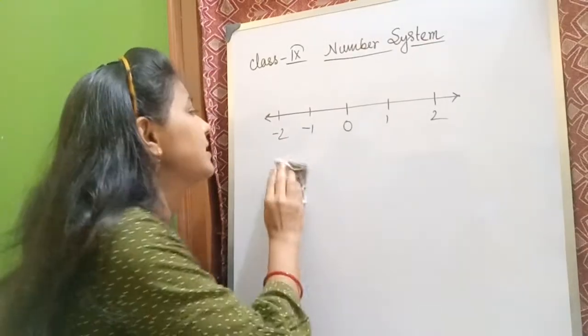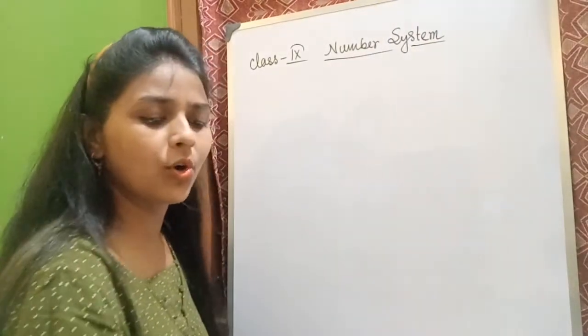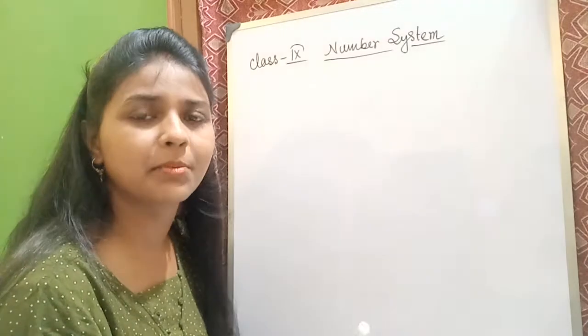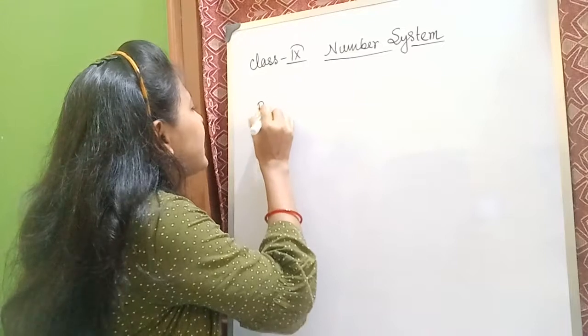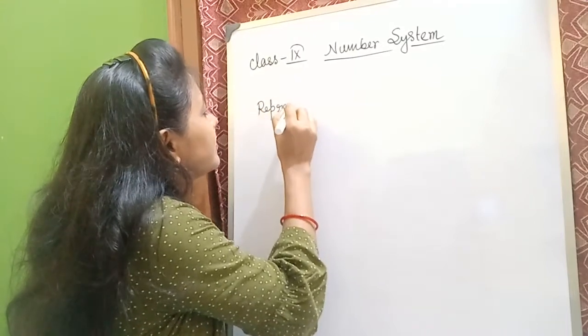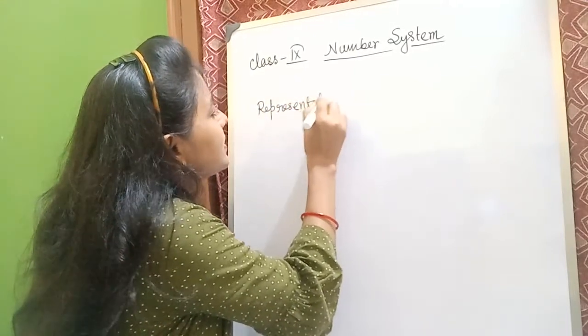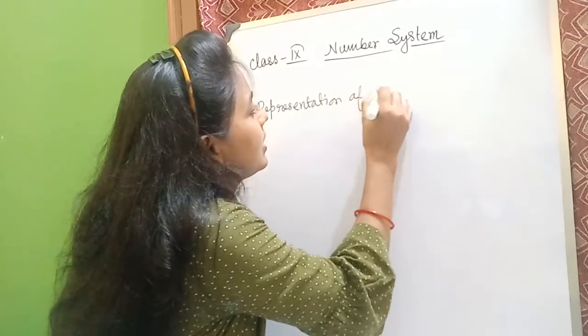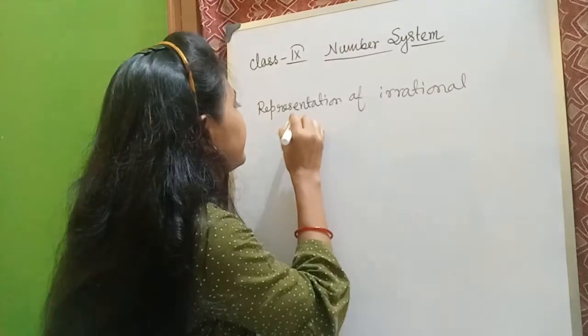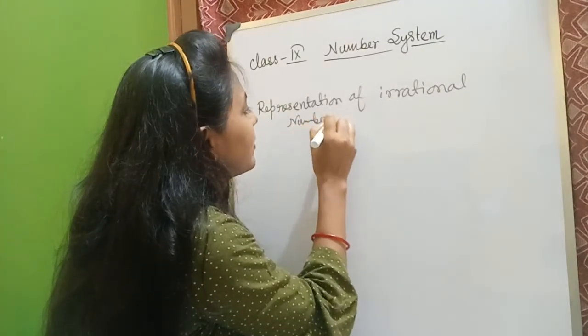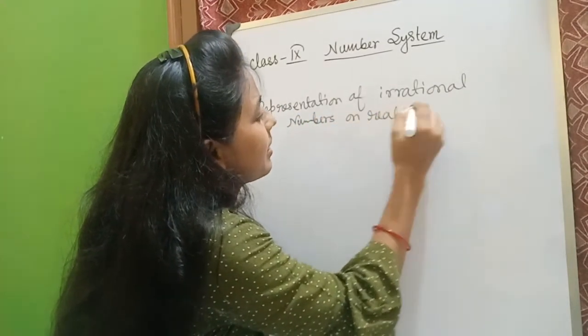Next topic is to represent. Already we have represented rational numbers on the number line. So now our topic is representation of irrational numbers on the real number line.